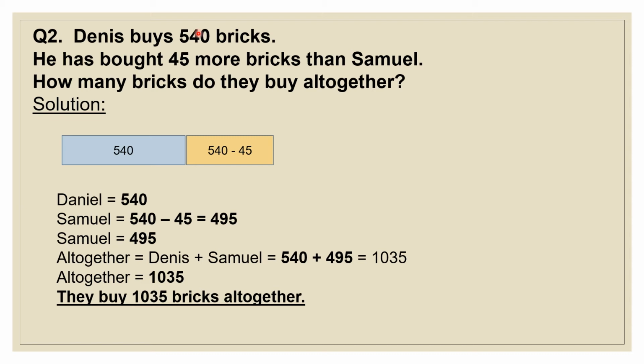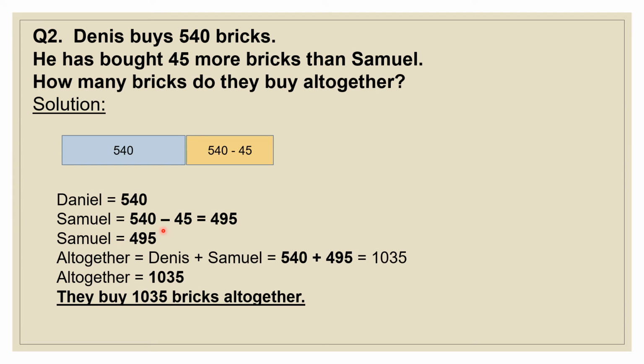I know that Denis has 540. Now Samuel has 45 fewer bricks than Denis, because the question says Denis has bought 45 more bricks than Samuel. That means Samuel has 45 fewer bricks. So let's find the number of bricks that Samuel has bought, which is 540 minus 45. 540 minus 45 is 495. So I got the number of bricks that Samuel has bought, which is 495 bricks.